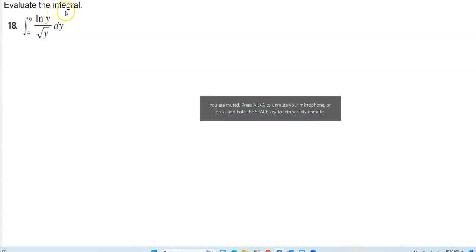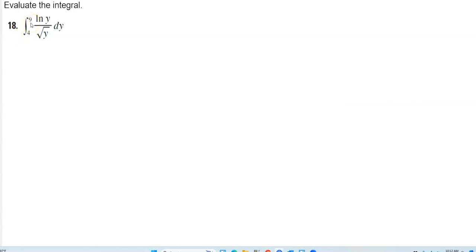Evaluate the definite integral using integration by parts. So the integral is going from a lower bound of 4 to an upper bound of 9. And the integral is natural log of y divided by the square root of y dy.